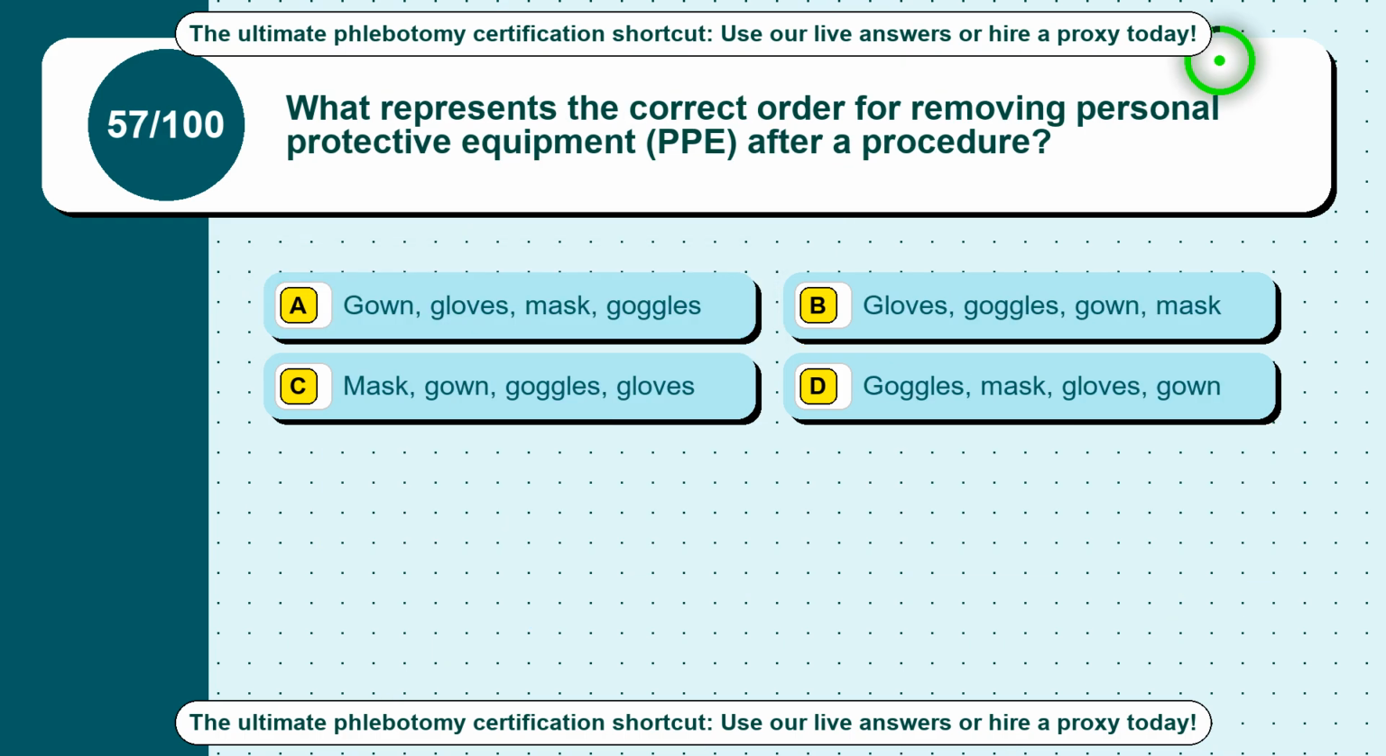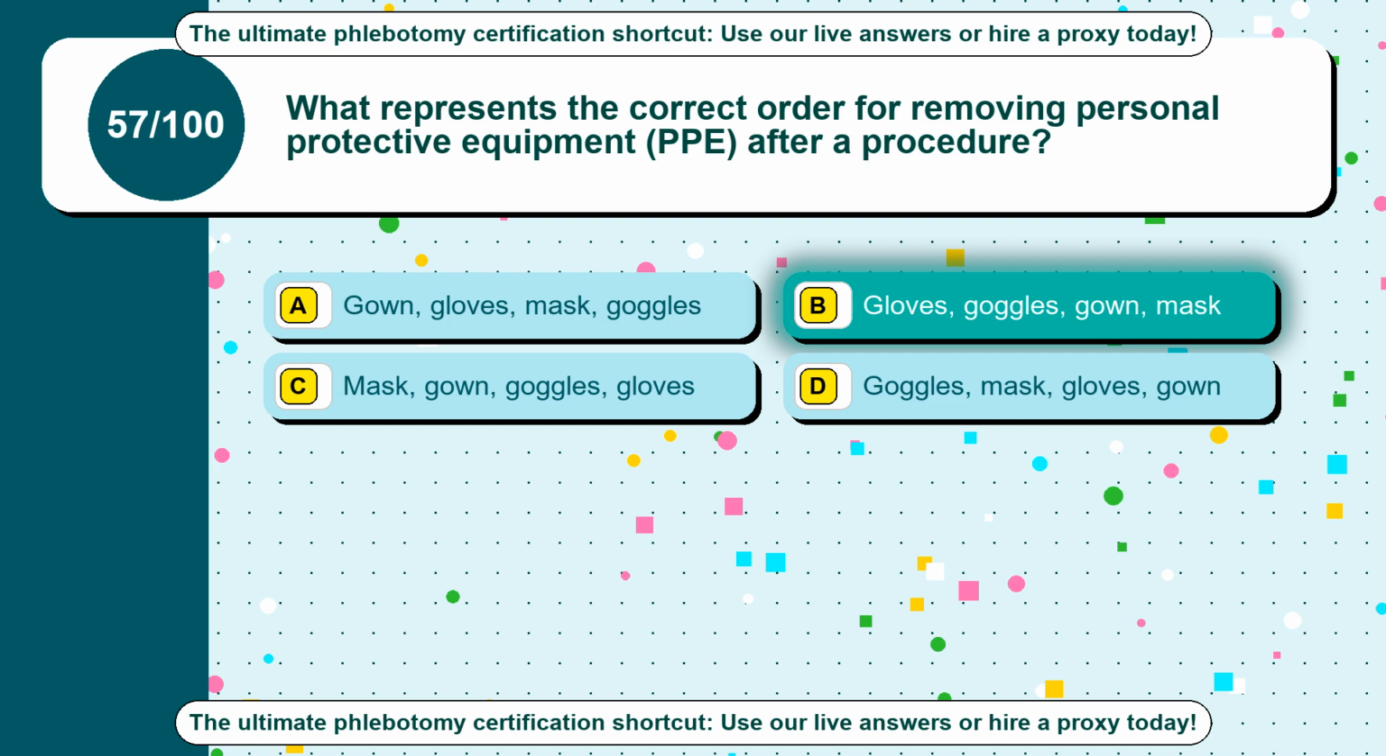Question 57. What represents the correct order for removing personal protective equipment, PPE, after a procedure? Option A, gown, gloves, mask, goggles. Option B, gloves, goggles, gown, mask. Option C, mask, gown, goggles, gloves. Option D, goggles, mask, gloves, gown. The correct answer is option B, gloves, goggles, gown, mask.